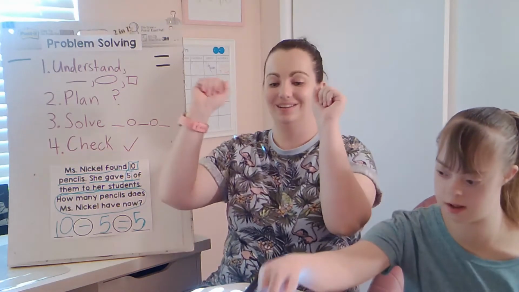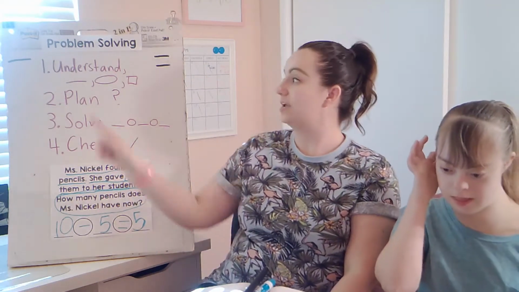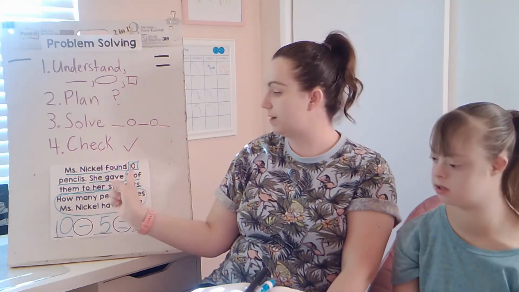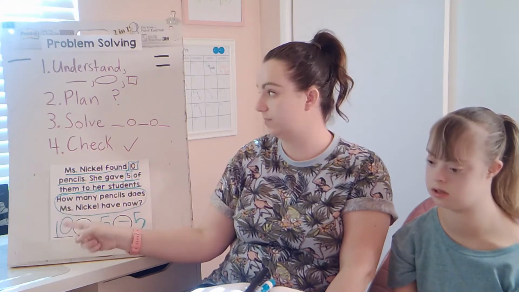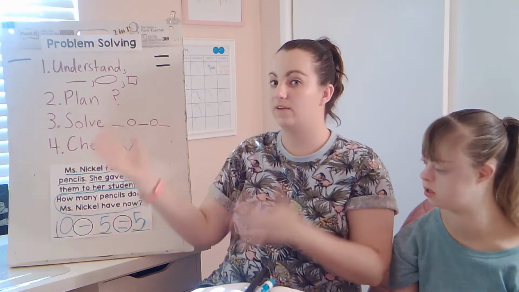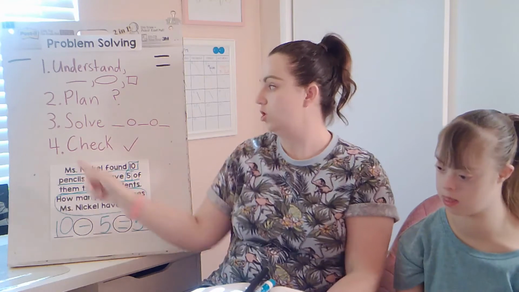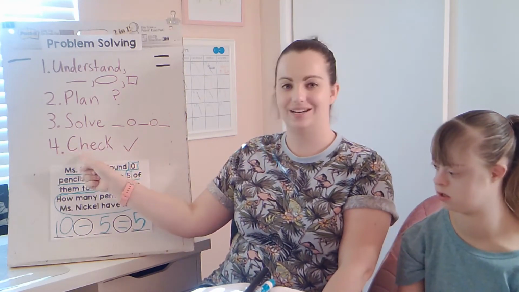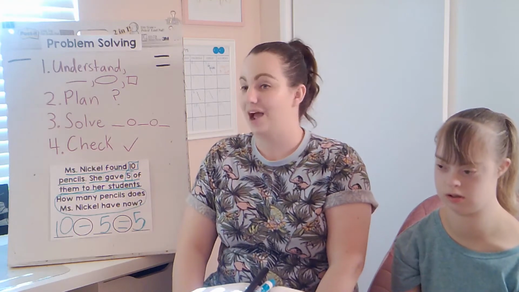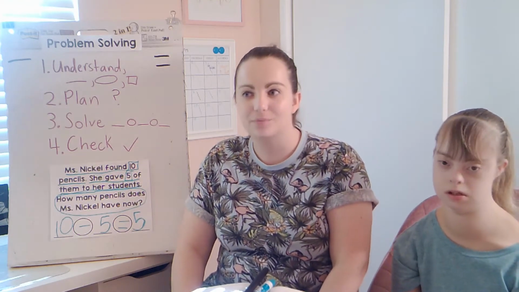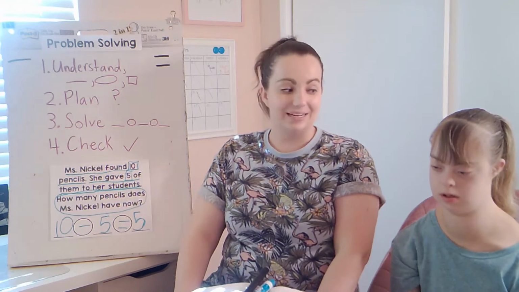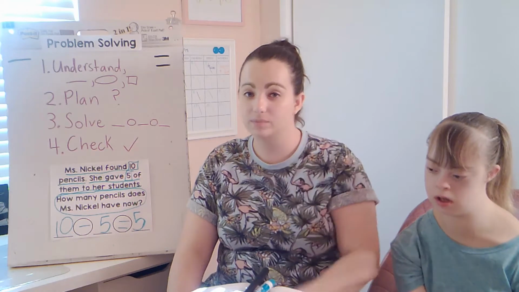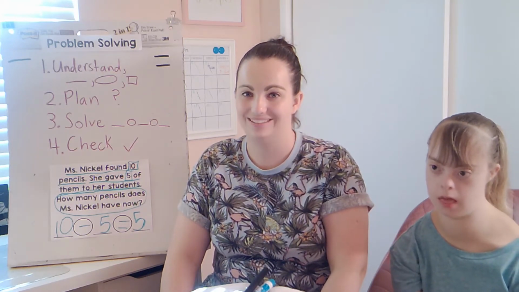Yes! We did it! We had to understand the problem. We underlined, circled, and boxed important information. We planned it out. We found out we had to do subtraction. We solved the problem. And then we finally checked it and we feel good about it. That was yet another story problem, okay? Kaylee and I are going to get ready. We're going to do one more of these problem-solving stories together, okay?